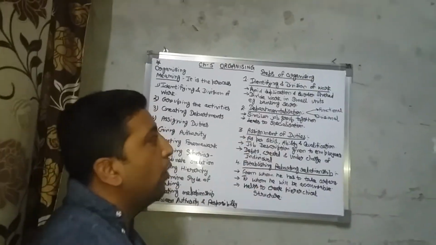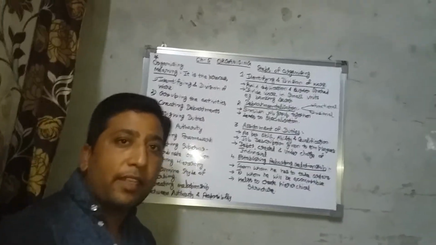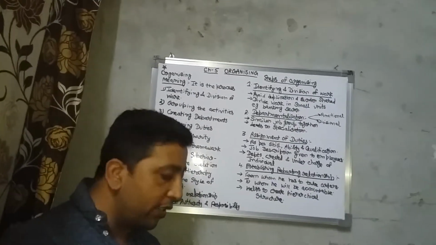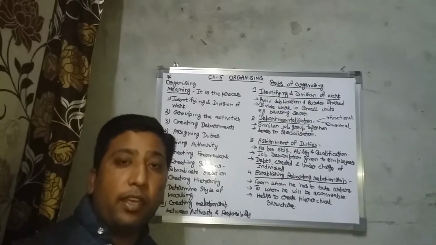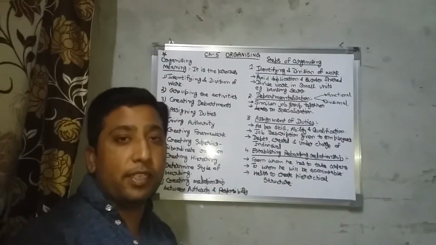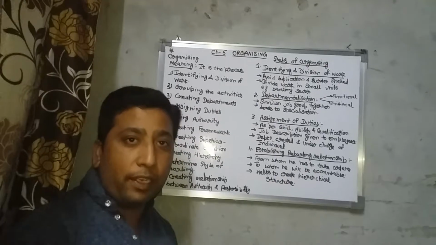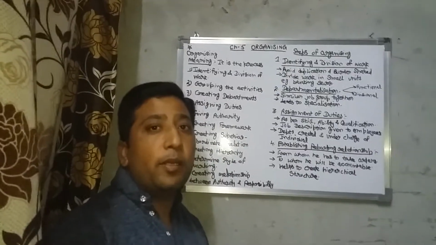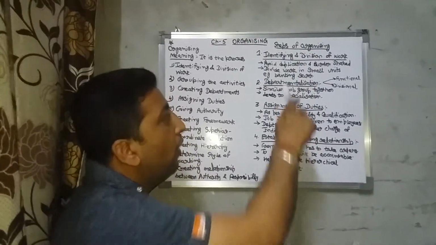Second, divide the work into smaller units. For example, in the banking sector there are many departments, like the cashier department. The cashier receives and makes payments. Then there is the check clearing department, and there are so many other departments. So this grouping is called organizing.